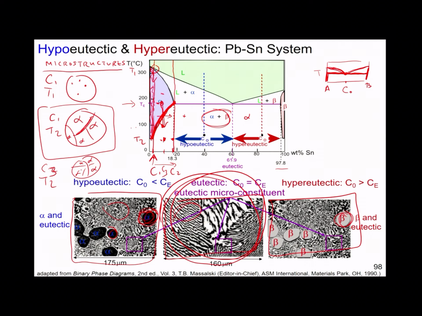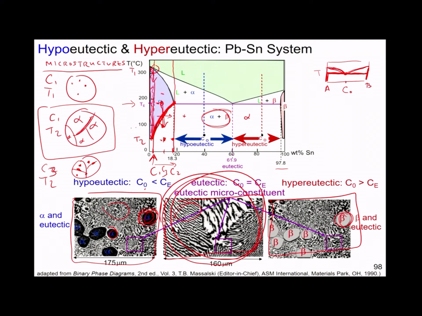And that emergence looks like little, so here's all your alpha grains. That emergence shows up as, could also be at the grain boundaries, little specks of beta. It's not really eutectic, right? Because it's not in the eutectic region. It's not in the hypo or the hyper.